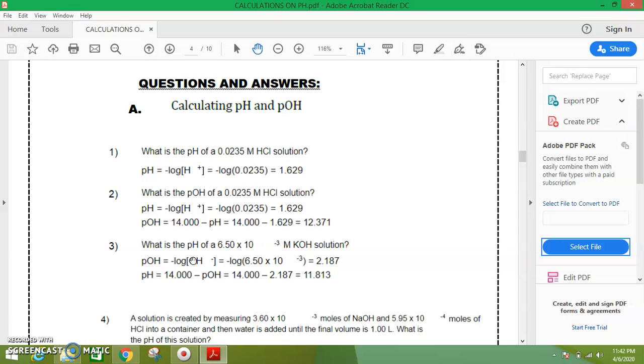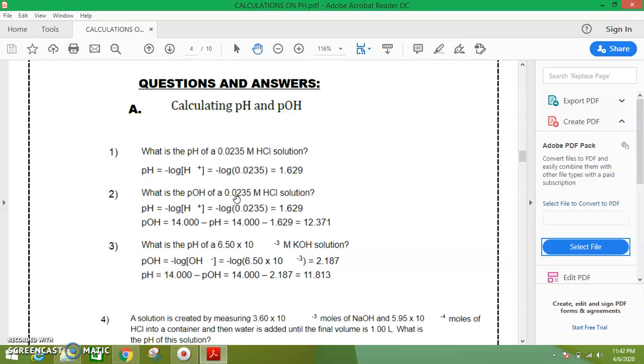Here solve the examples given to you, and this is very simple. Just follow the rule. Look at the first one. What is the pH of a 0.0235 molar hydrochloric acid solution? It means the concentration of HCl is given to you. Just substitute the value here and you will get pH. This is for strong acid. Now the second example is for pOH, which means for base.